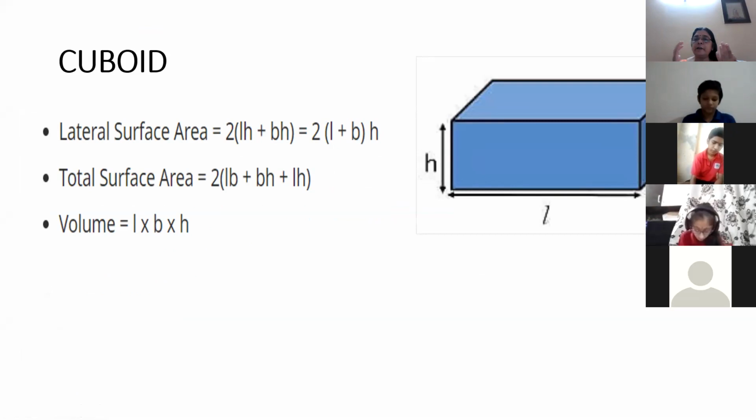Lateral surface area means top and bottom excluded, only 4 sides. टॉप और बॉटम को हम निकाल देते हैं. ठीक है, तो इसका आंसर क्या होगा? 2 into (L plus B) into H.